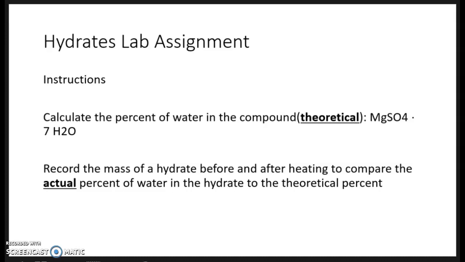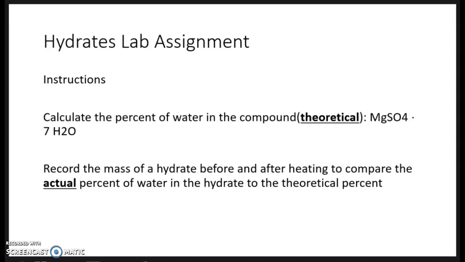What we're doing here is going over the Hydrates Lab assignment, where you needed to calculate the theoretical percent of water in the compound Epsom salt. And again, when we say theoretical, we mean that you just did a paper and pencil calculation. And then you needed to record the mass of a hydrate before and after heating it to compare the actual percent of water. So we're going to go through how to calculate the theoretical, or just, on paper, how do we calculate the percent of water in a hydrate.